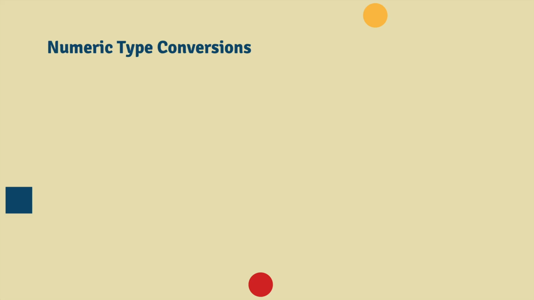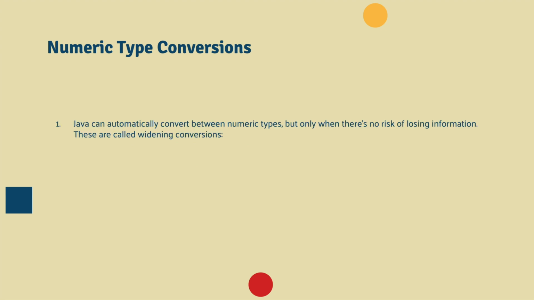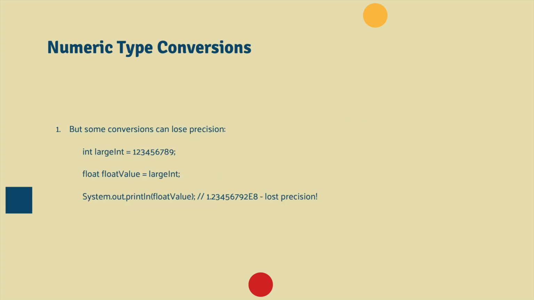Now let's talk about something that trips up many Java developers, numeric type conversions. Java can automatically convert between numeric types, but only when there's no risk of losing information. These are called widening conversions. But some conversions can lose precision.